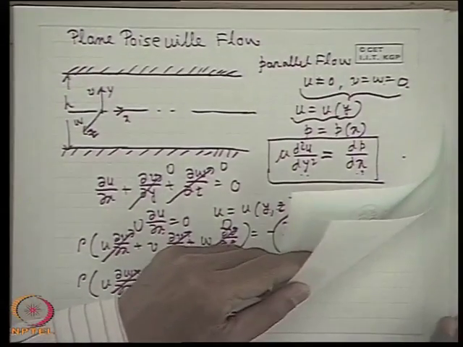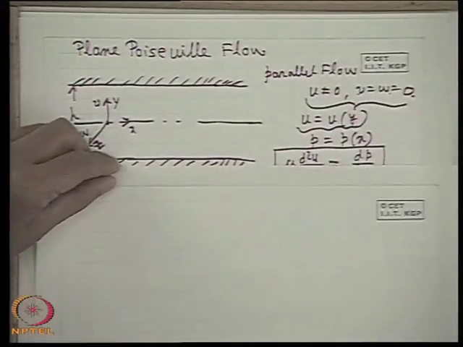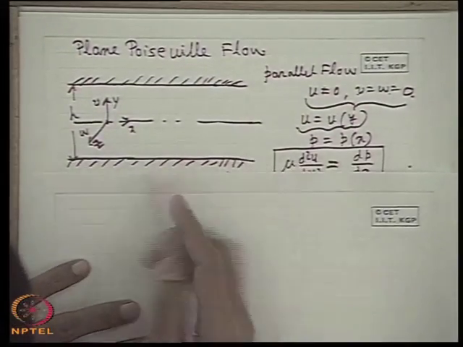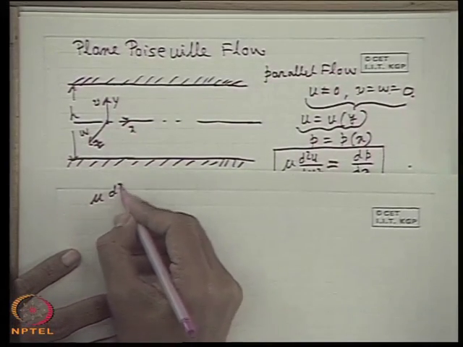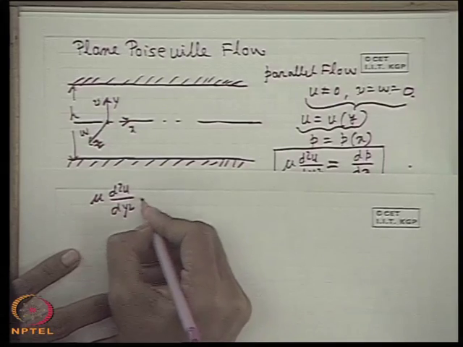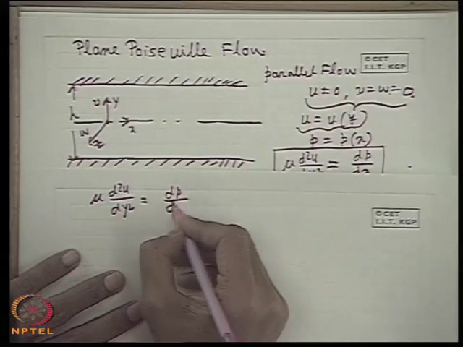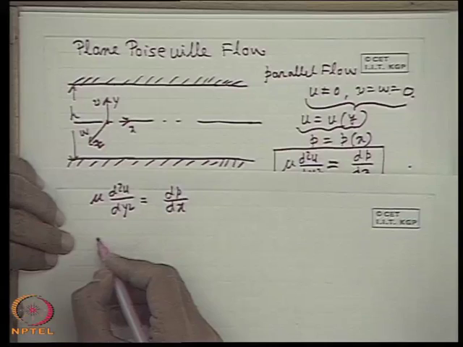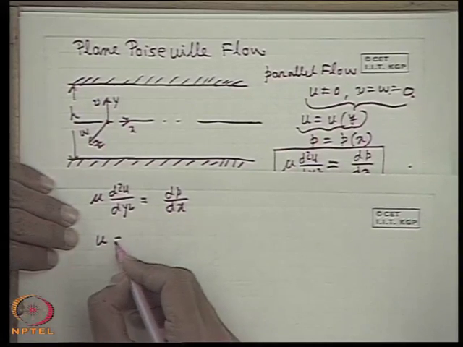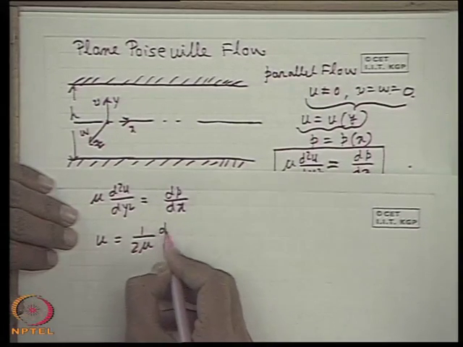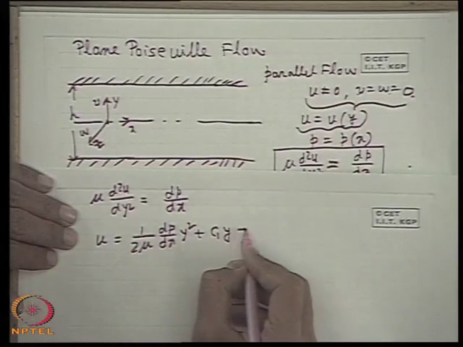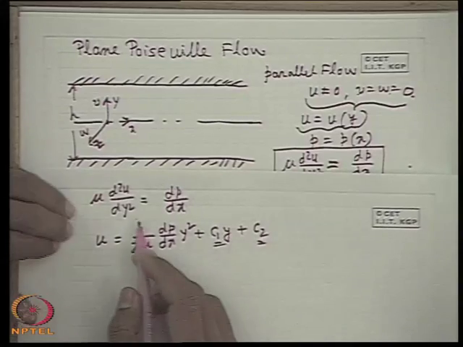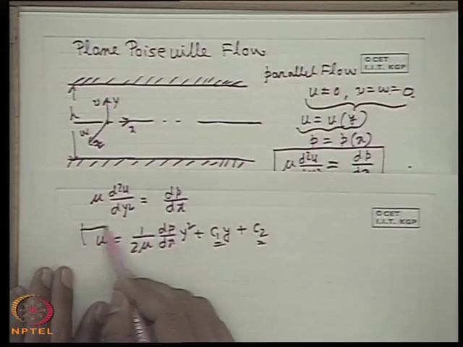Now, the next task is the solution of this equation. Let me write mu d square u by dy square is equal to dp/dx. So, solve it. If you integrate 2 times, we get u equals 1 by 2 mu dp/dx y square plus c1 y plus c2, with 2 integration constants. So, we get straight away the profile for u.